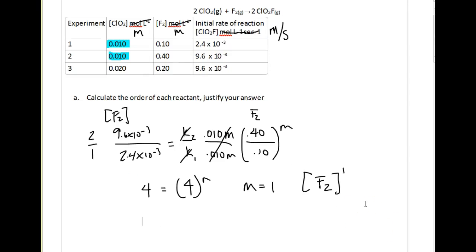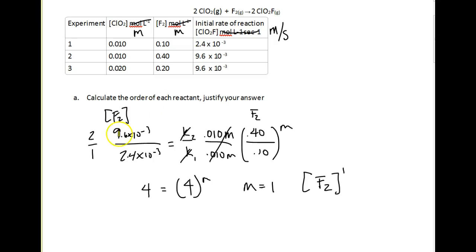Now, as we said, we have kind of a little issue here going on because with respect to the F2, nothing was held constant. We had 0.1, 0.4, and 0.2, nothing held constant. And that occasionally happens on these types of things, but we can deal with it. And here's what we're going to do. I'm going to go through and I'm going to pick again a couple experiments.